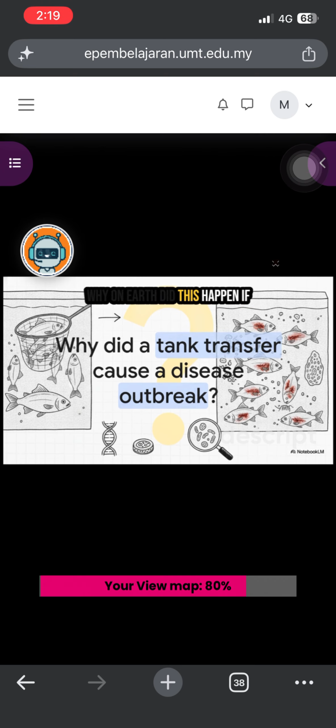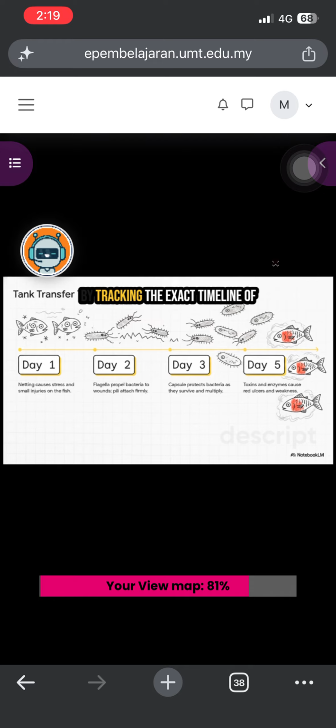Why on earth did this happen if those bacteria were already naturally present in the water before the move even happened? By tracking the exact timeline of the move, we can totally solve this mystery using the bacterial toolkit. On day 1, the simple physical act of netting caused stress, and it probably caused some tiny, invisible scrapes on the fish. Boom, there's your imbalance.